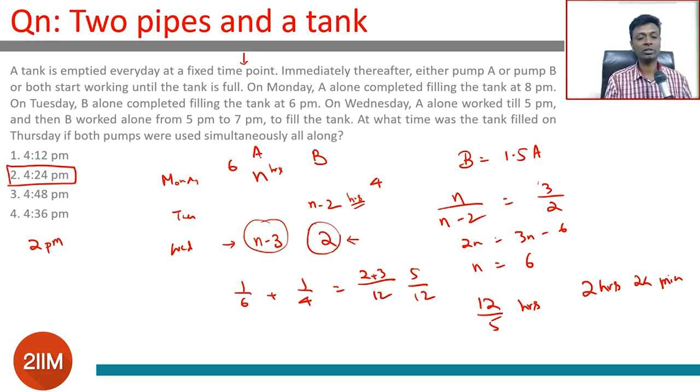The breakthrough here is in figuring out that the ratio of efficiency, the rate at which they fill, B is to A is 3:2. Once you've done that, the whole question becomes very easy. The more conventional method is to say n minus 3 by n plus 2 by n minus 2 equals 1. N minus 3 hours at the rate 1 by n per hour, 2 hours at the rate 1 by n minus 2 per hour. Together they fill the tank. Solve this, you will inevitably get n as 6, and then we complete it and solve.